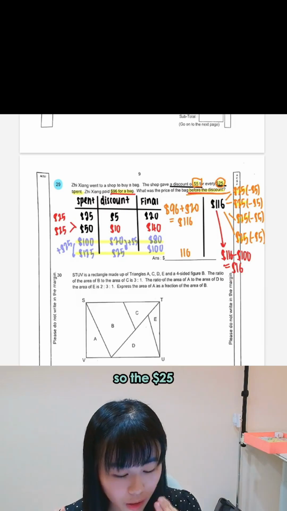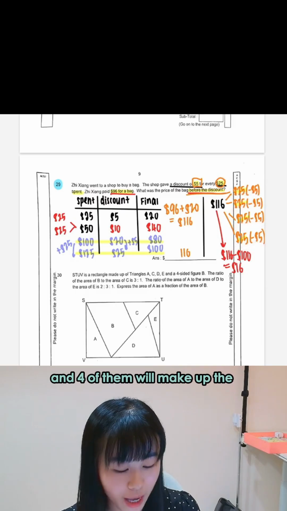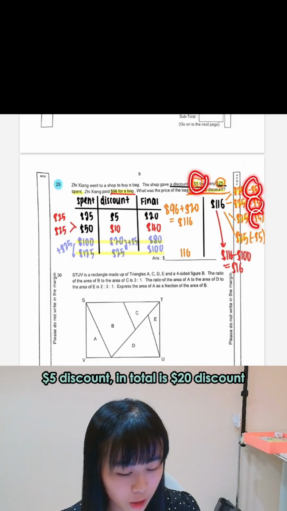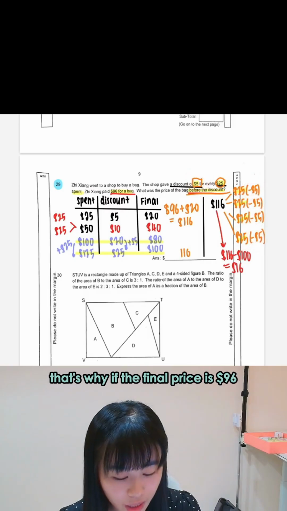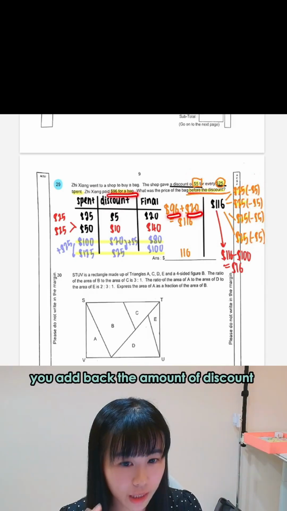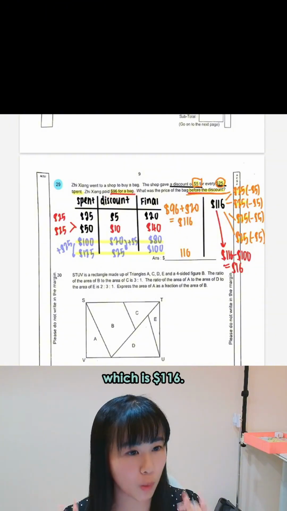So the $25 that you get is, you got 4 of them, and 4 of them will make up the $5, $5, $5, $5 discount. In total, it is a $20 discount. That's why if the final price is 96, you add back the amount of discount that was given, $20, this will give you the original price, which is 116.